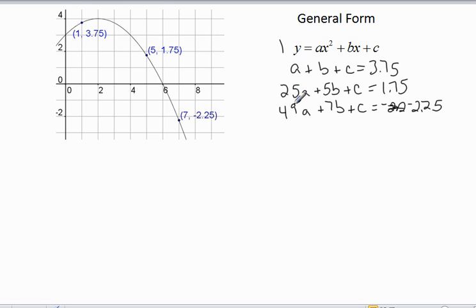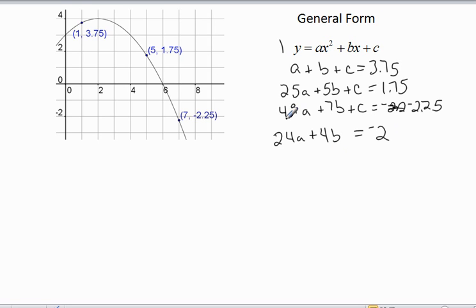So I'm going to take 1a away from 25a, and right here I'm going to get a 24a. I'm going to take 1b away from 5b, get a 4b. I'm going to take c away from c, I'll get a 0. I'm not going to write that. And I'm going to subtract 3.75 from 1.75, and I'm going to get a negative 2. Okay, so I've gotten rid of c from one equation.